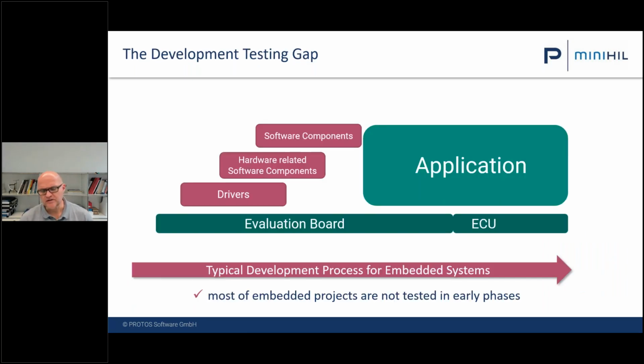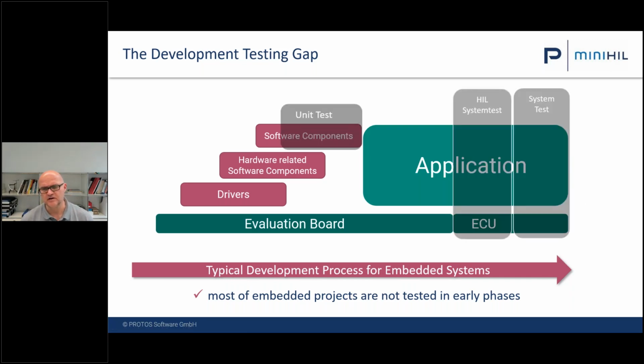So let's have a look at the normal development process of an embedded system. For example, you start on an evaluation board, you configure your drivers, you start with your hardware-related software components, with the motor control, with the battery control, with low-level bus systems, CAN, LIN, and so on, and protocols sitting on top of that. Then in the end, you do your software components with your application logic, and you integrate everything to an application. The normal points where you usually test are here.